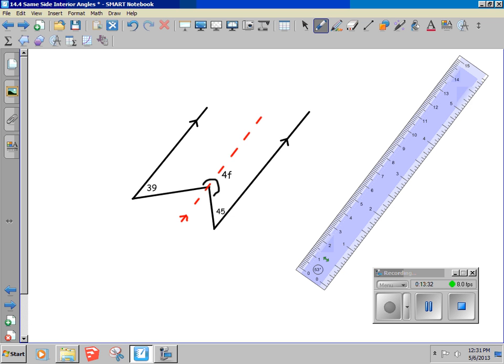Can you tell me one thing? Erin, what do you see? 39. Yeah, its alternate interior one is right here. Good. And what else can you tell me as far as that goes, Angela? That 180. 180 minus 39 is what? Oh, over here? Yeah, that's true.